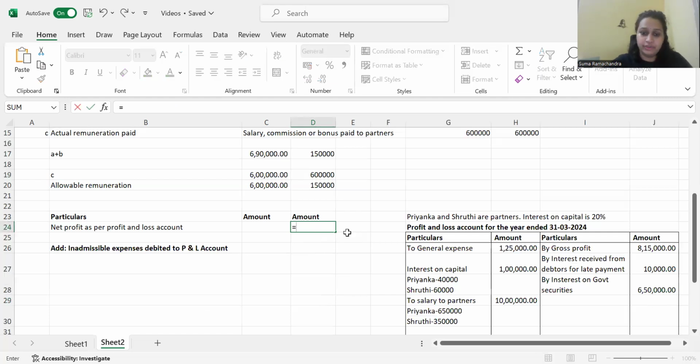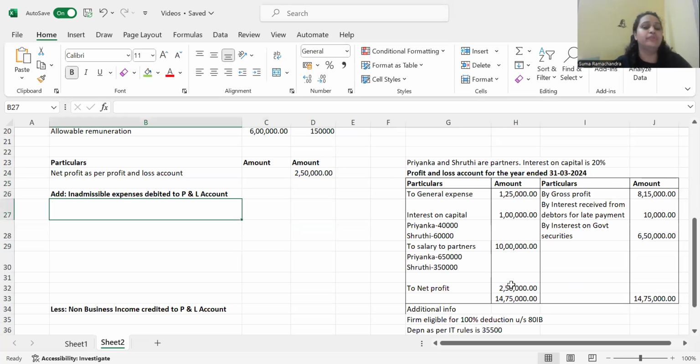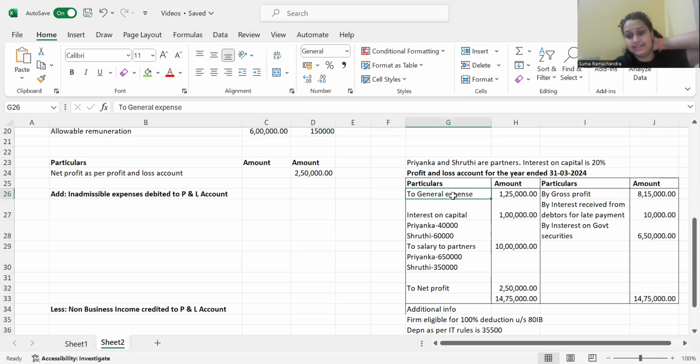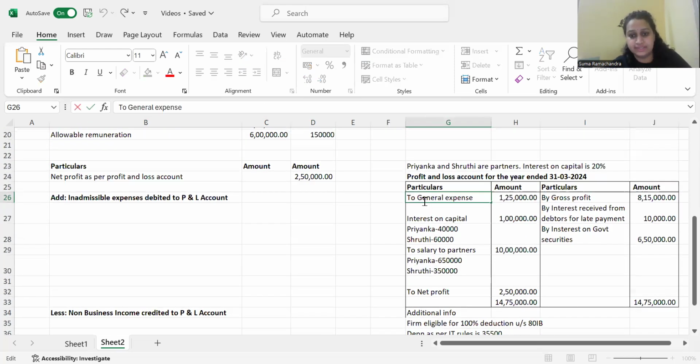First, net profit I'm going to take. The net profit is 2,50,000. Once I take my net profit, I'll be adding up all the inadmissible expenses. Now, general expense, wait a second. Let me call this other expense. Okay. Other expense, you will just consider it as business expense, not going to do anything right now.